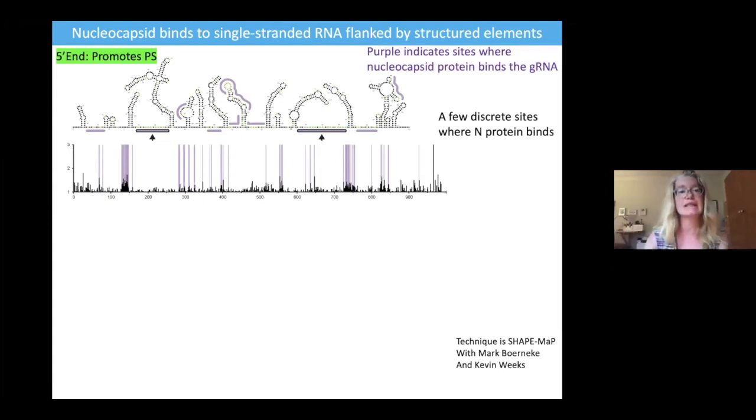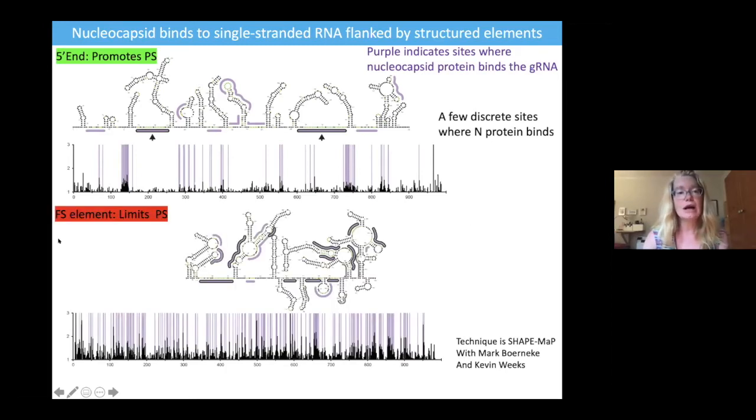And so in this scheme here, you're looking at a predicted secondary structure that came out of the SHAPE analysis, and in purple are the sites where nucleocapsid protein is interacting, and outlined in black are actually the strongest sites. So this is in the 5' end region of the genome, and this is the area that, again, promotes phase separation. And what we see are a few very discrete, strong interaction sites where the N-protein appears to be binding.